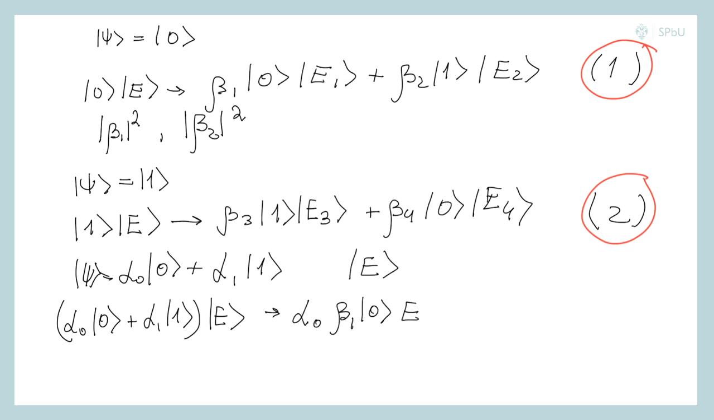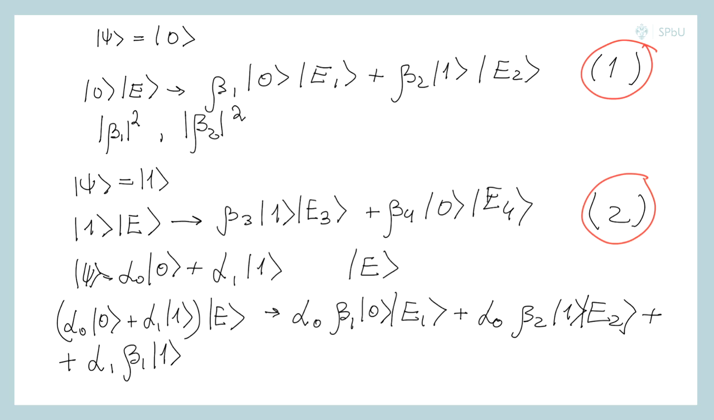Alpha 0, 0 E1 plus alpha 0 beta 2, 1, E2 plus alpha 1 beta 3, 1, E3 plus alpha 1 beta 4, 0, E4. Okay, let's now combine the terms in the following way. We'll move to the next slide and write it down here.